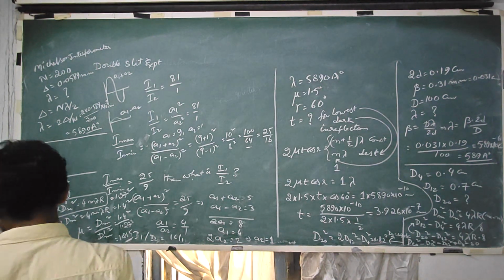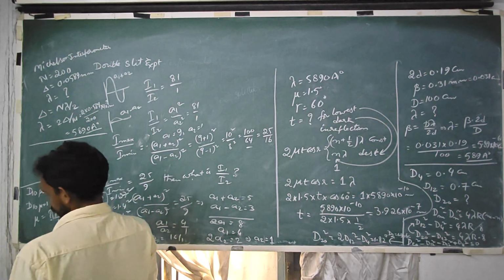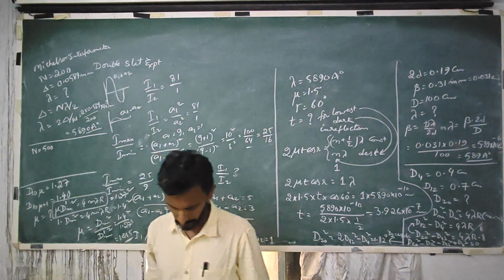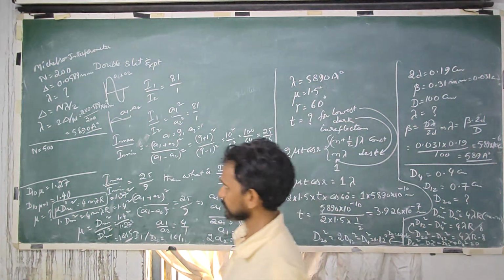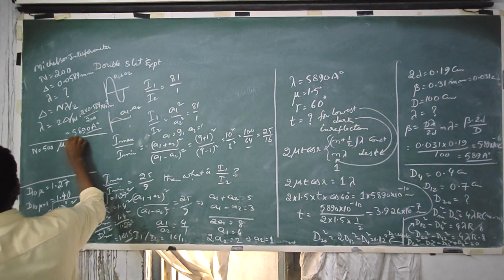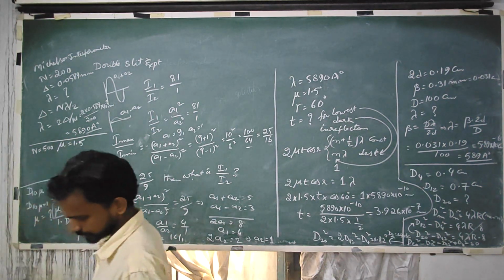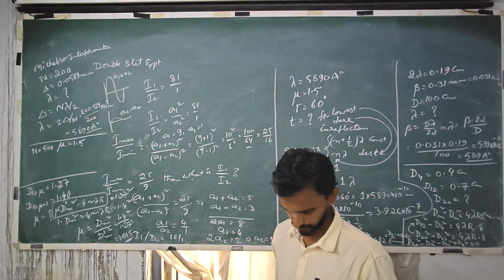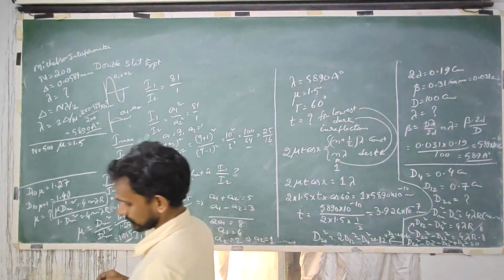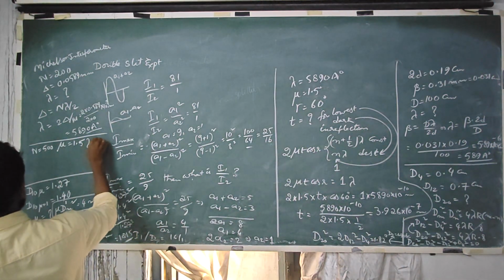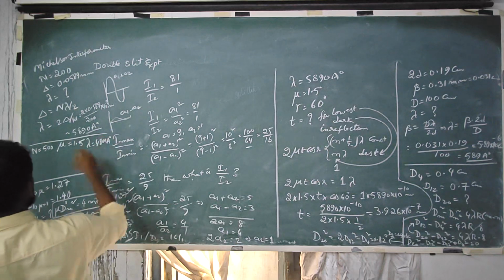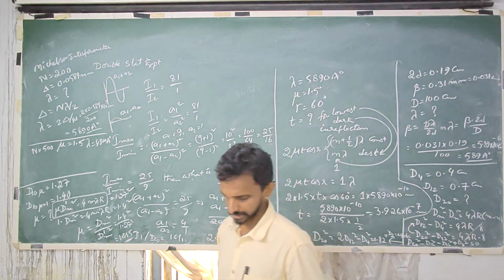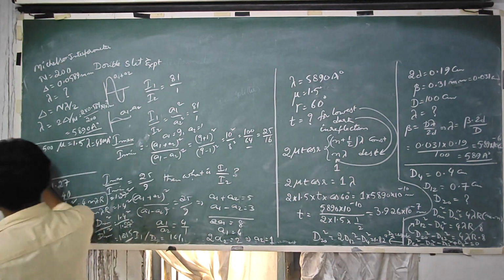next one, 500 fringes are shifted when a glass plate of refractive index 1.5 is introduced in Michelson interferometer, and wavelength of light is 4800 angstroms. What is the thickness of the glass plate?